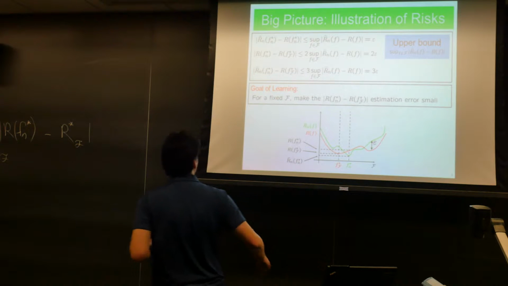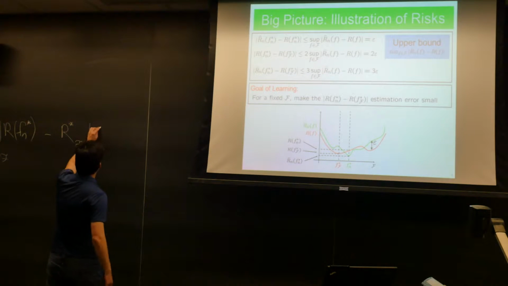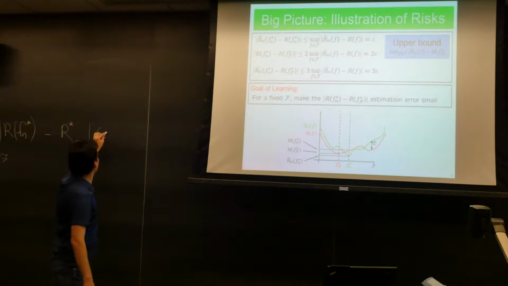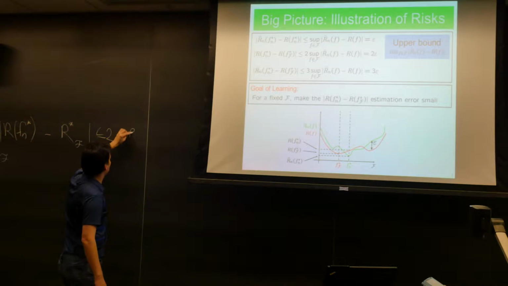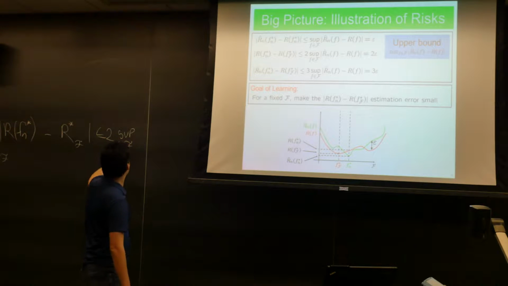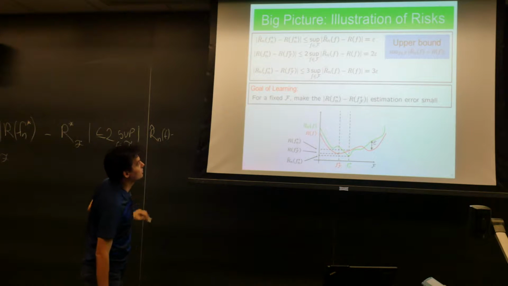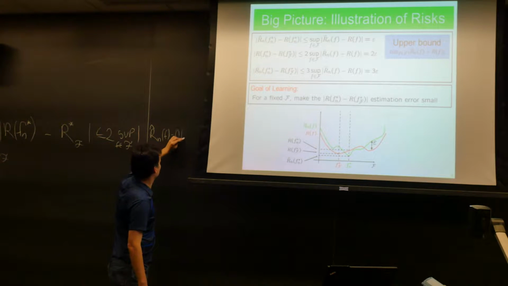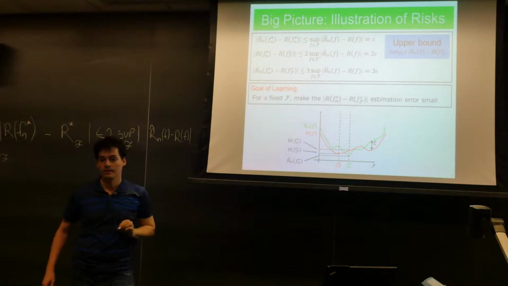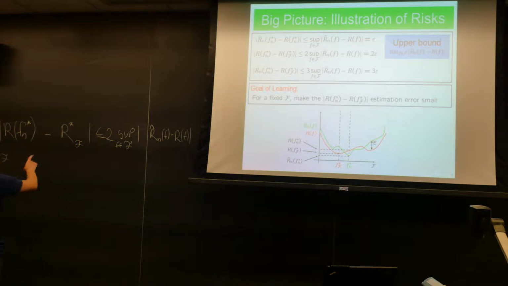And we had this theorem that this is less than 2 times the supremum over your function class F of the empirical risk of a function minus the true risk of that function. Is this the notation? This R star F?